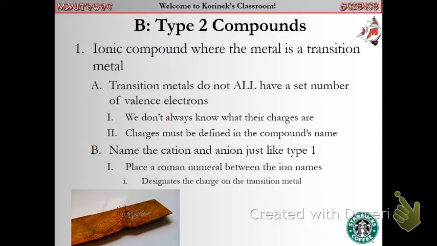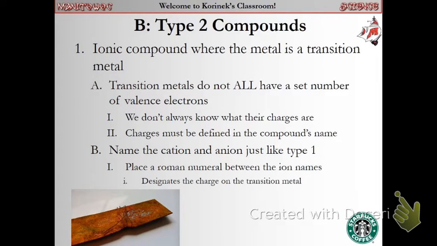Type 2 compounds, a little bit trickier. These contain transition metals, and transition metals have a varying oxidation number. So transition metals do not all have a set number of valence electrons. We don't always know what their charges are, and the charges must be defined in the compound's name. So when we name the cation and the anion, we do that just like type 1.